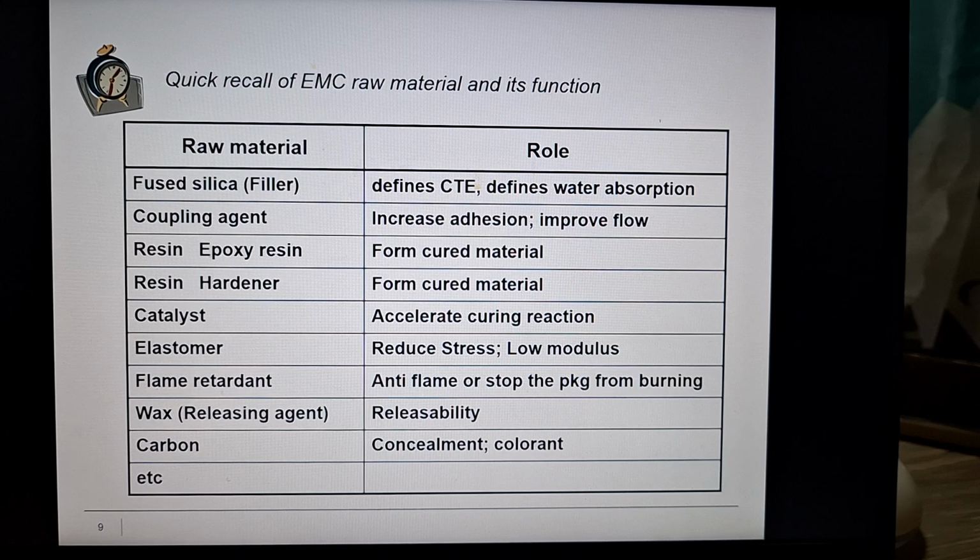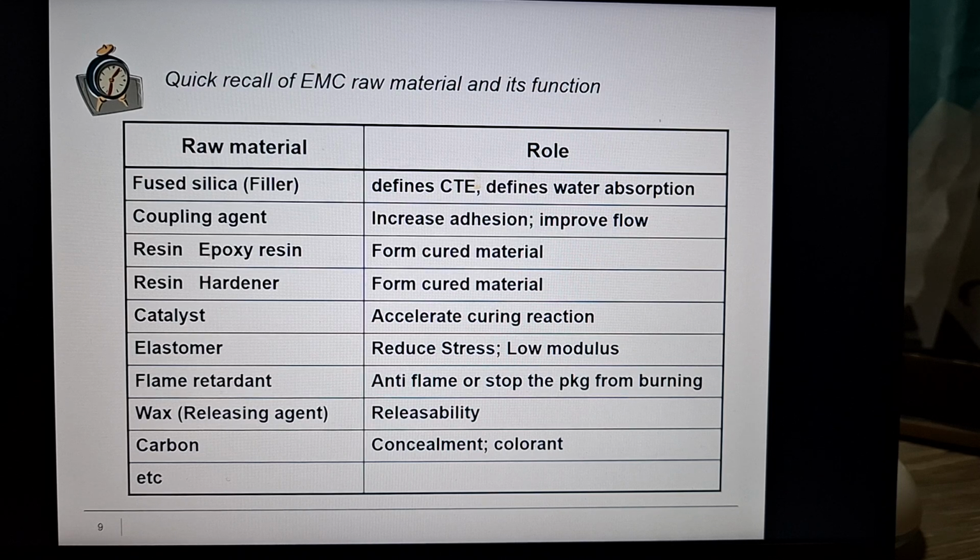And then next is catalyst. Catalyst is to accelerate the curing reaction. High catalyst content means high curing reaction, right? High temperature means a high accelerated curing rate. And then elastomer. Elastomer, as I mentioned, is something like a rubber, or you can say elasticity, elastic. You can name those very descriptive words. It helps to reduce the stress, and it gives a low modulus in the entire composite.